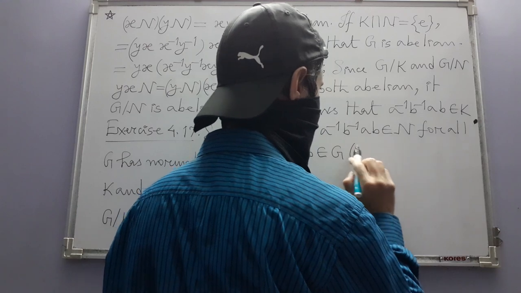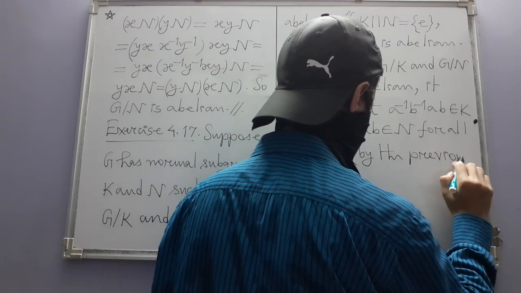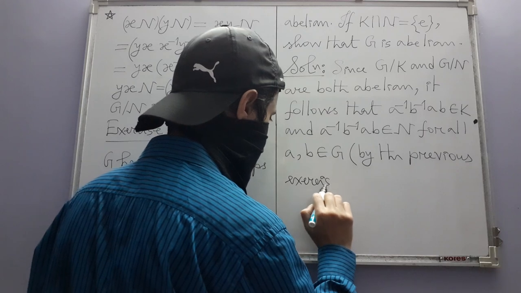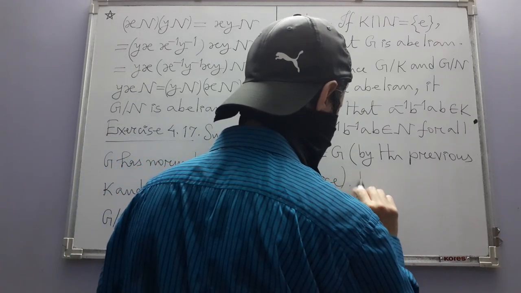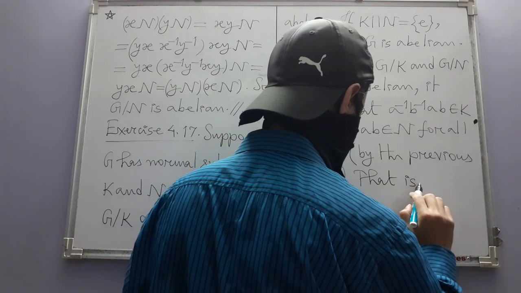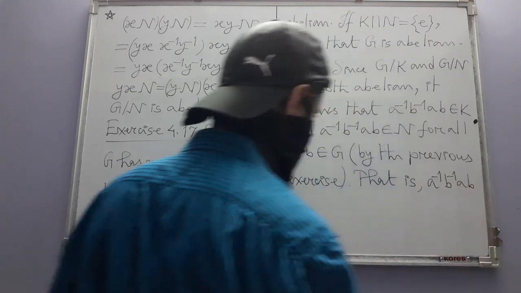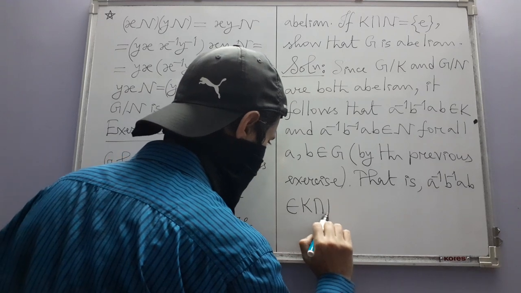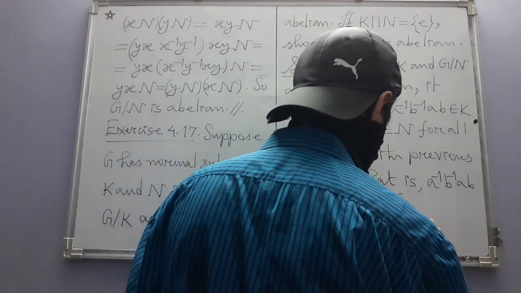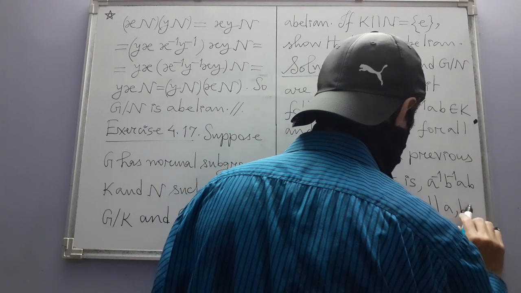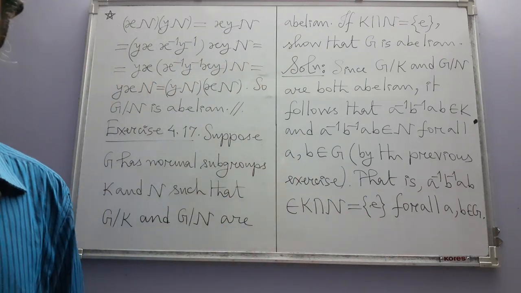And I need to also write where we are getting this from. By the previous exercise. Okay, so that means A inverse B inverse AB belongs to both K and N, which of course has only one element E in it, for all A and B in G. So that means this element is consistently going to be just E, regardless of what A and B are.